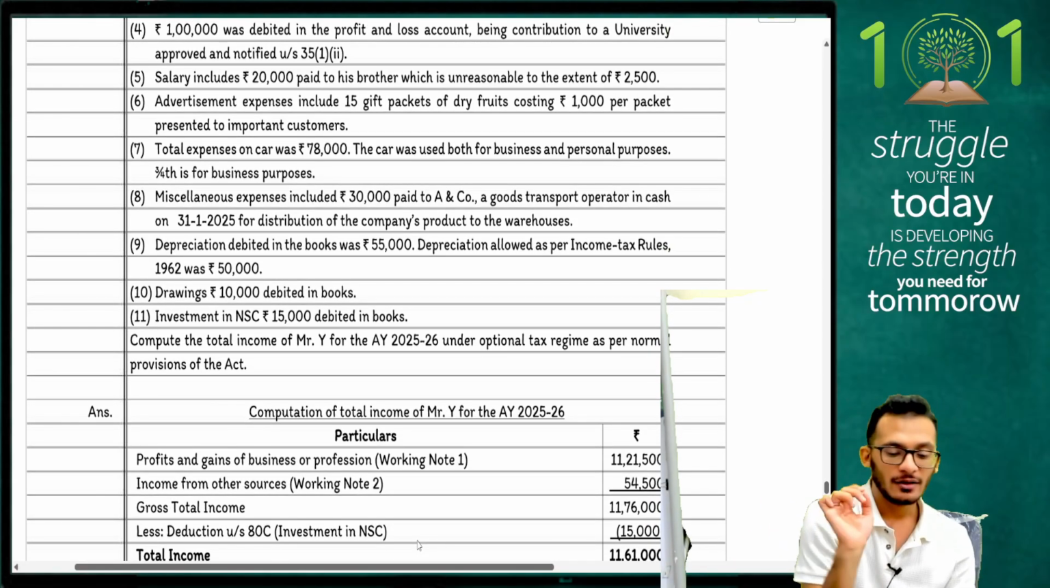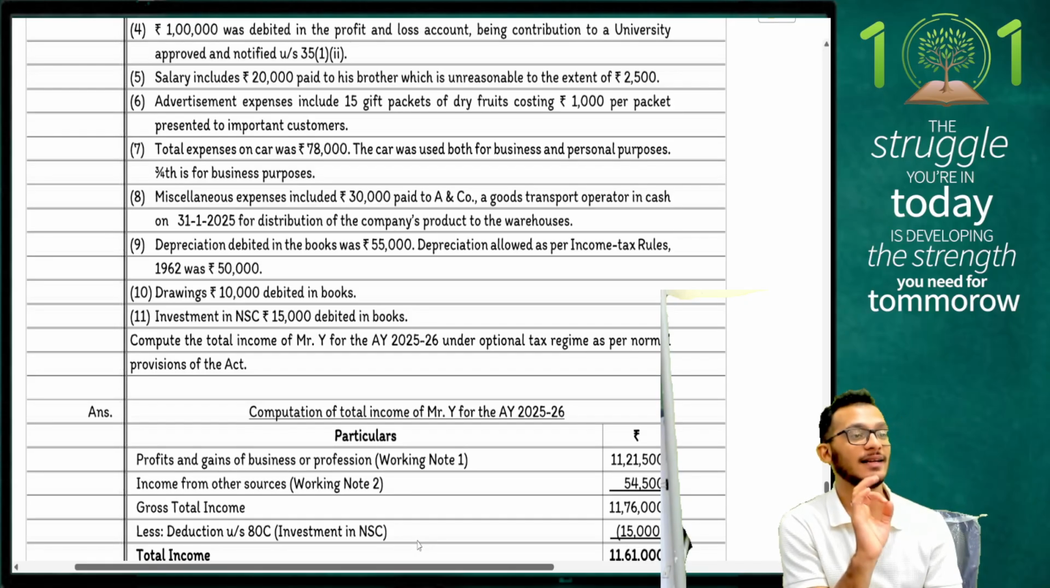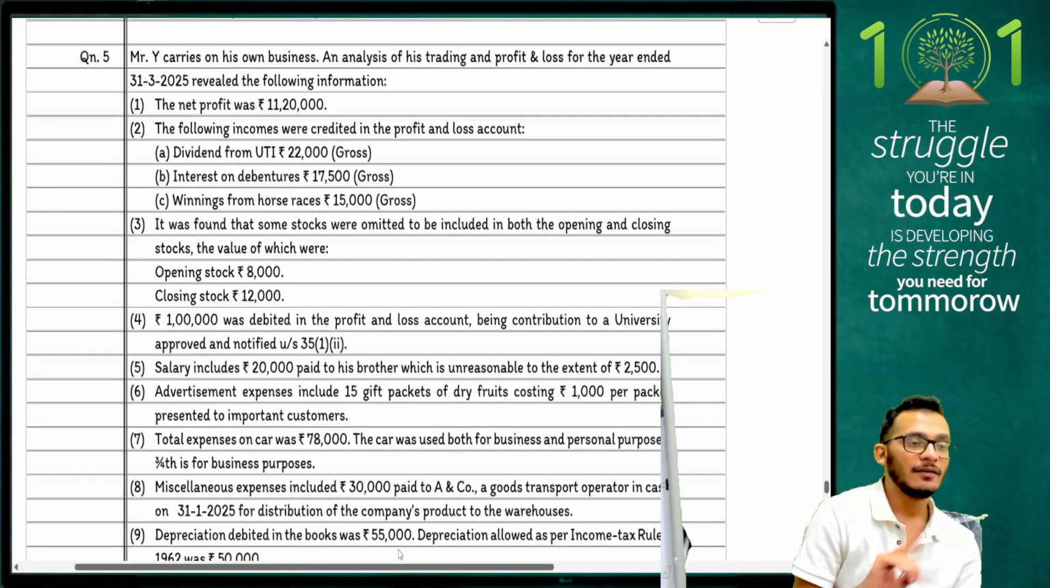Last information. Question says, I want total income under optional tax regime. This time they only want ATR, they don't want DTR. Very good, easy work for me. Looking at the items first, one by one, people.